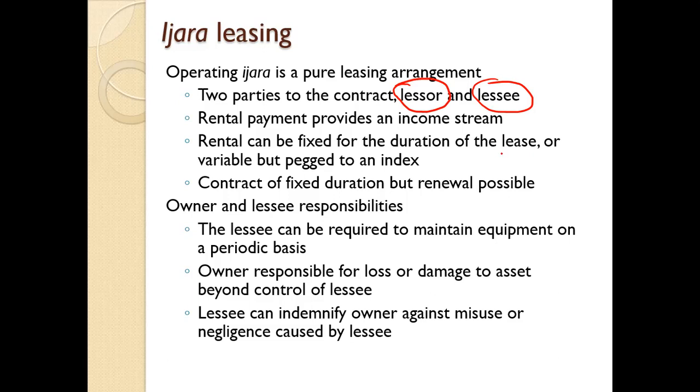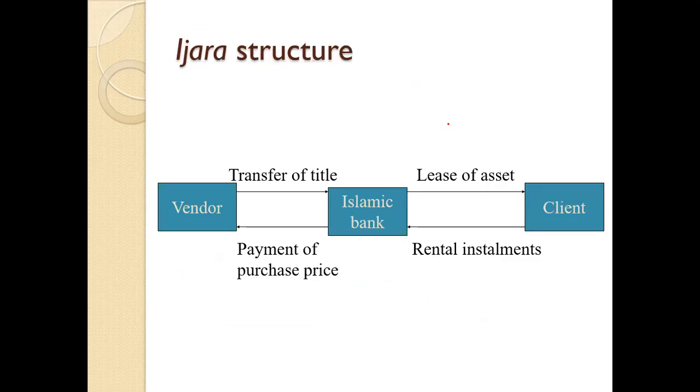Over the time when the lessee is using the asset, it is the lessee's responsibility to look after it. However, if there is a maintenance or repair issue in the case of a short-term lease, these expenses will be borne by the lessor, and the owner is responsible for any loss or damage to the asset which is beyond the control of the lessee. And if there is any misuse or negligence, the lessee will have to indemnify the lessor for the spoilage of the asset. Okay. Now you see, it is not very different from the transactions or structures with which we have been made familiar up to this time.